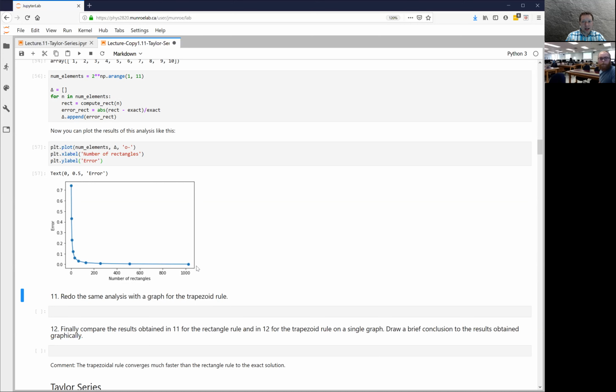Now, how about you do the same thing? Can you write some code to make a graph so the error is plotted against the number of rectangles.